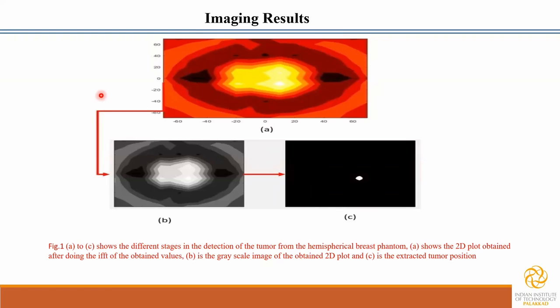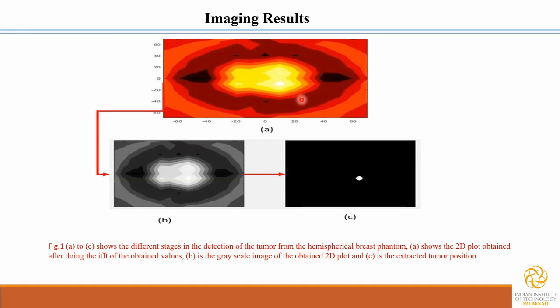One can see here three images, starting from A to C, that show the different stages in the detection of tumor from the hemispherical breast phantom. The first one is the 2D plot obtained after doing the IFFT of the obtained values, which is the color plot. But behind that, there are a lot of image processing algorithms and steps.